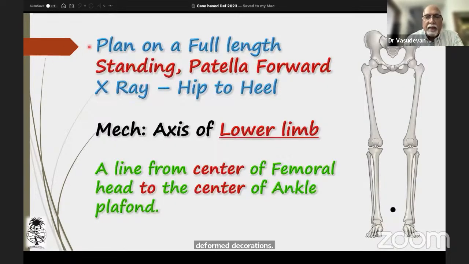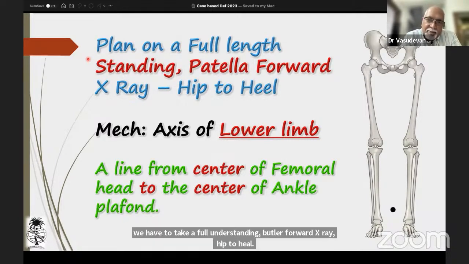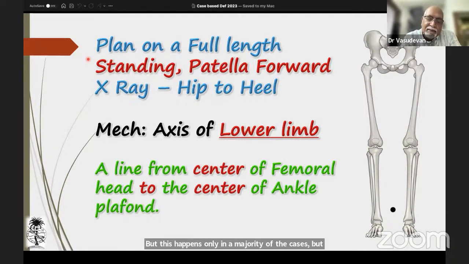So for the analysis of any deformity, conventionally we have to take a full-length standing patella-forward x-ray, hip to heel. But this happens only in the majority of cases; some of the very difficult cases are not able to stand themselves. Then you have to modify your system. In some patients, the patella is already subluxated. You cannot keep the patella pointing forward. So there is always an exception to the rule when you take the full-length x-ray. Whatever you do, there is an exception to the rule.